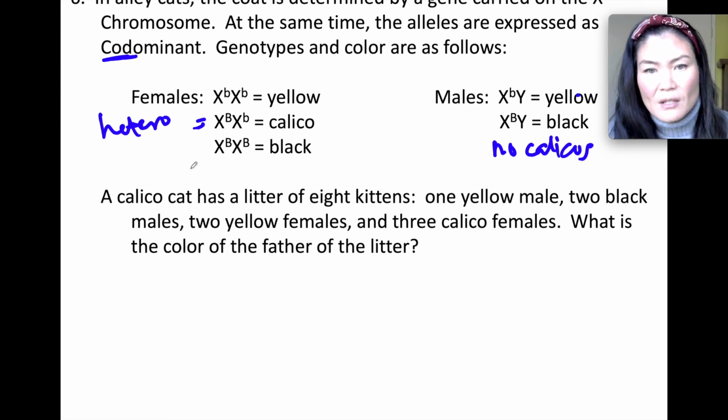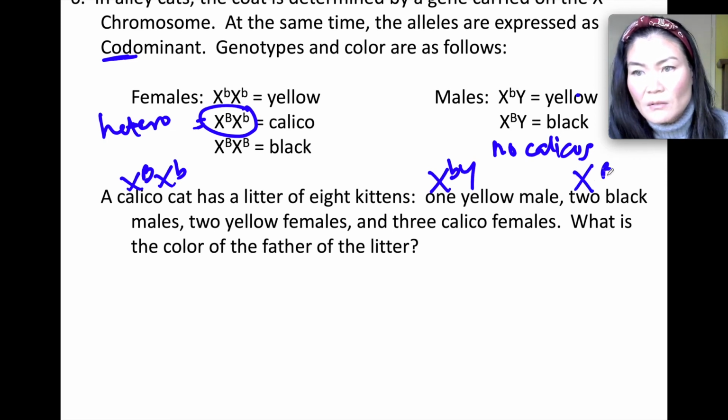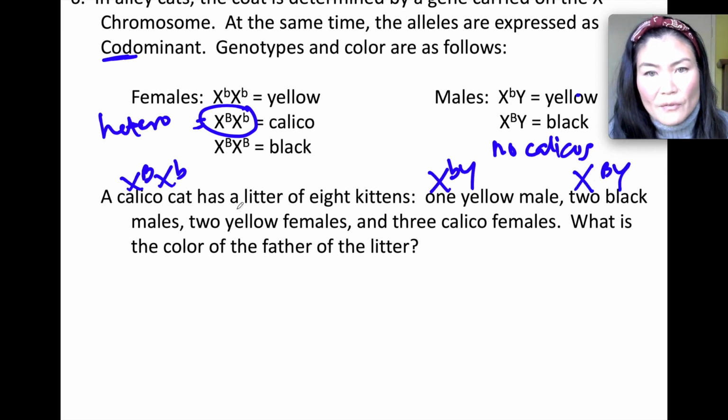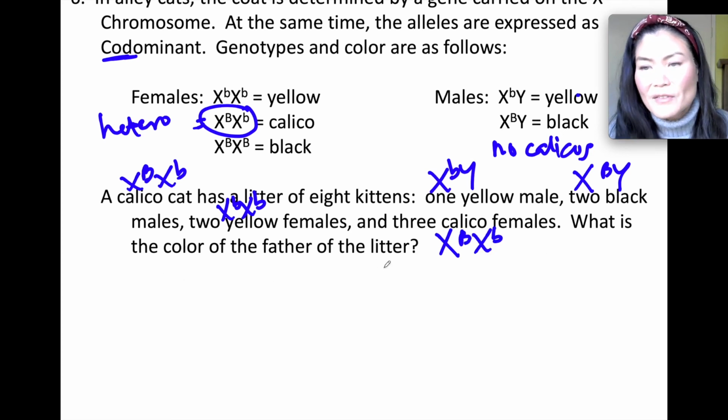Calico cat. So a calico cat, X big B, X little b, has a litter of 8 kittens: 1 yellow male, 2 black males, 2 yellow females, and 3 calico females. What is the color of the father of the litter?